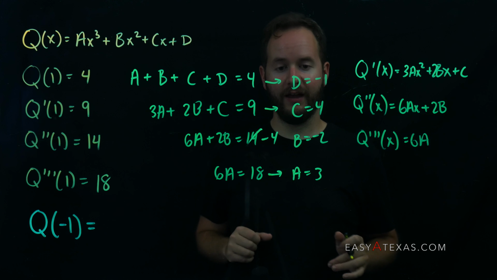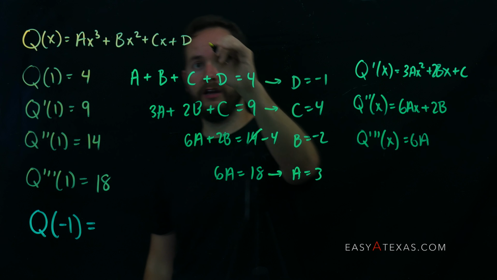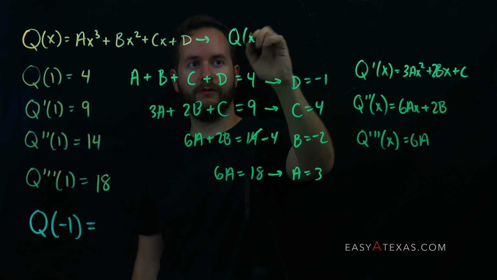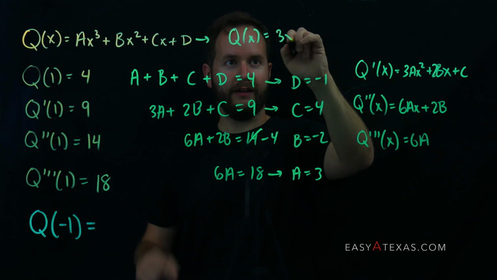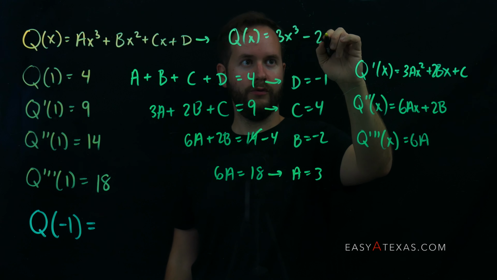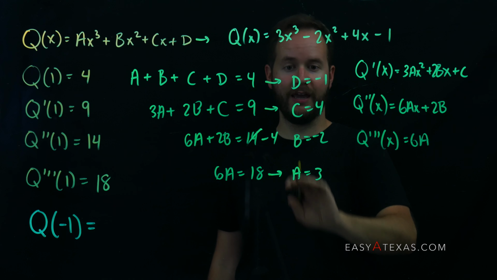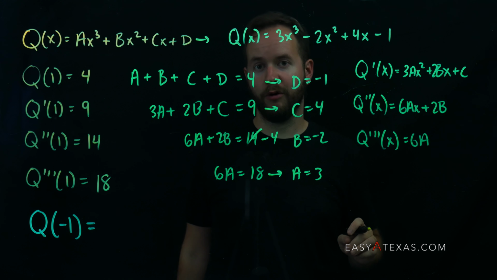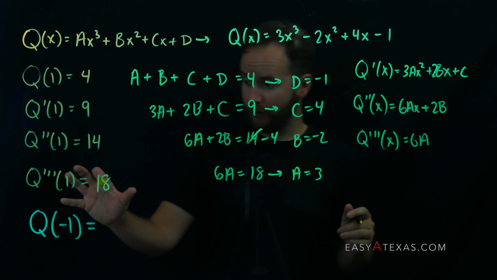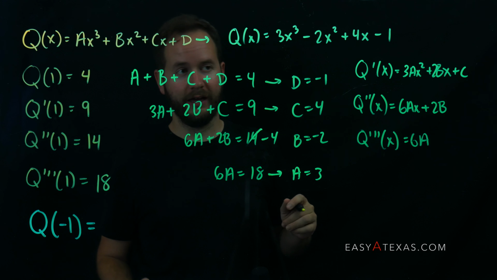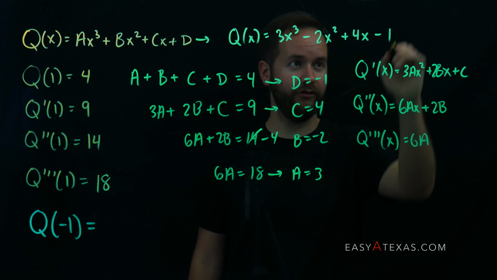So now that I have the values of a, b, c, and d, I can actually figure out what this polynomial is. So q of x equals 3x cubed minus 2x squared plus 4x minus 1. I've just taken the values of a, b, c, and d and plugged them into the appropriate places in q of x. And the last thing, the thing we're being asked to do in this problem, is find q of negative 1. So what if I plug negative 1 into this function up here?